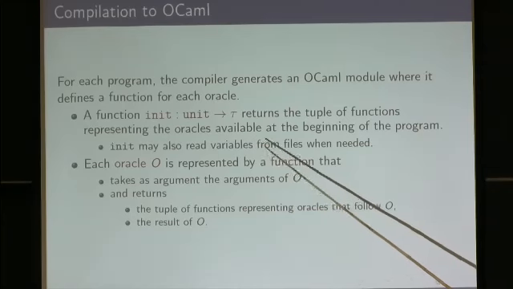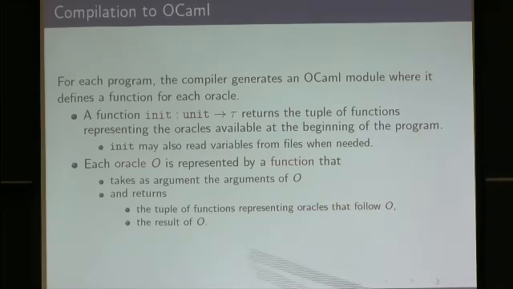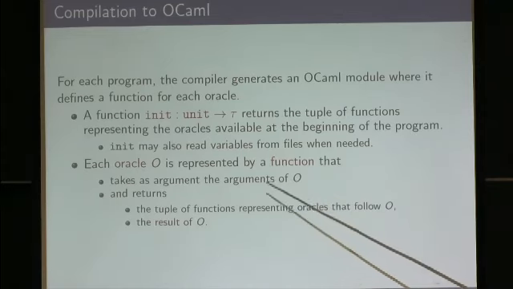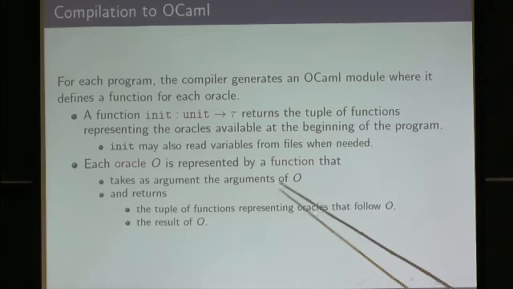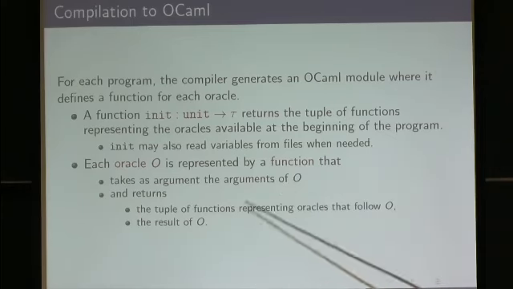And if necessary, it's going to read variables from files. For example, if you have this KAB key that is written in a file, it's going to be read at initialization in the processes for A and B. And then each oracle is going to be represented by a function. This function takes as argument the arguments of the oracle, and it returns the result of the oracle and also the functions of the oracle that follow.